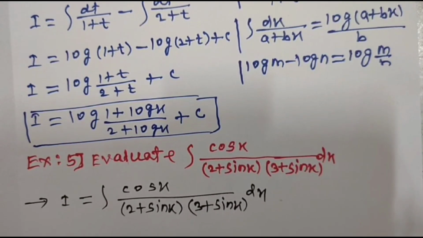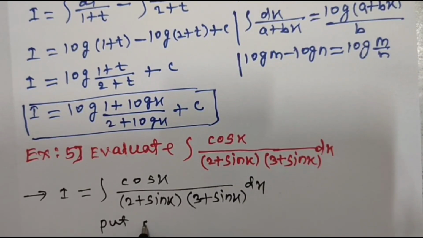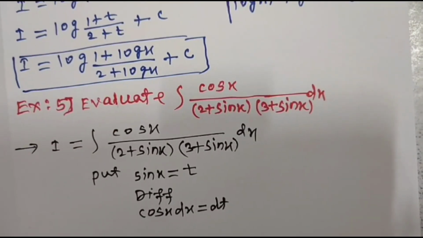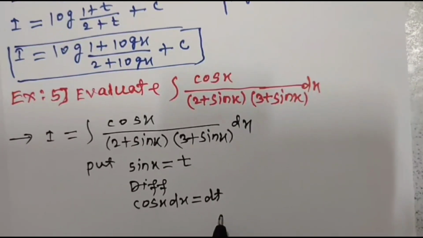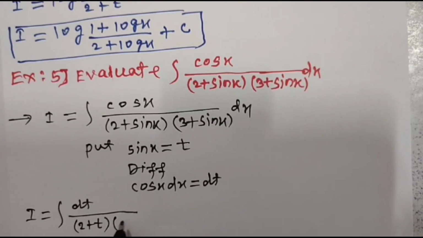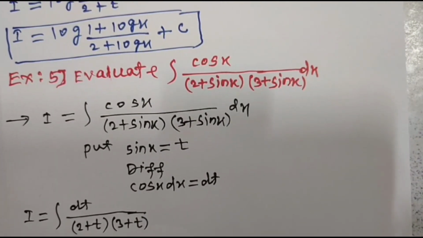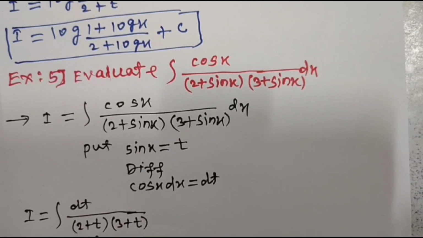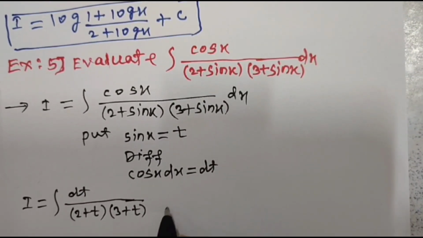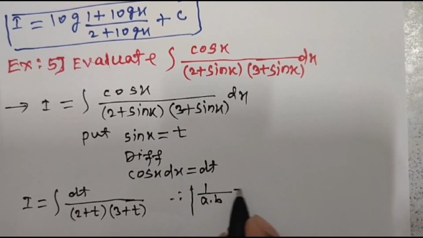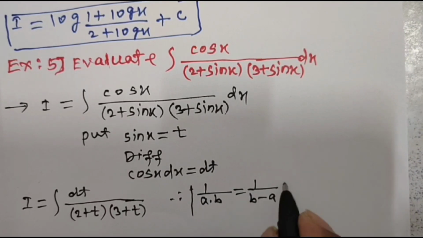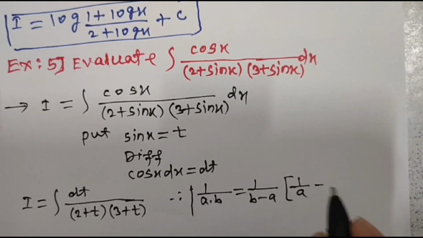So first of all we have to use substitution. Put sin x is equal to t. Differentiate this. This gives cos x dx is equal to dt. Hence integral I can be written as I is equal to the integral of dt divided by 2 plus t, 3 plus t. Now here 2 plus t and 3 plus t both are linear factors, and you know the formula, special case, that is 1 upon a into b is equal to 1 upon b minus a into bracket 1 upon a minus 1 upon b.